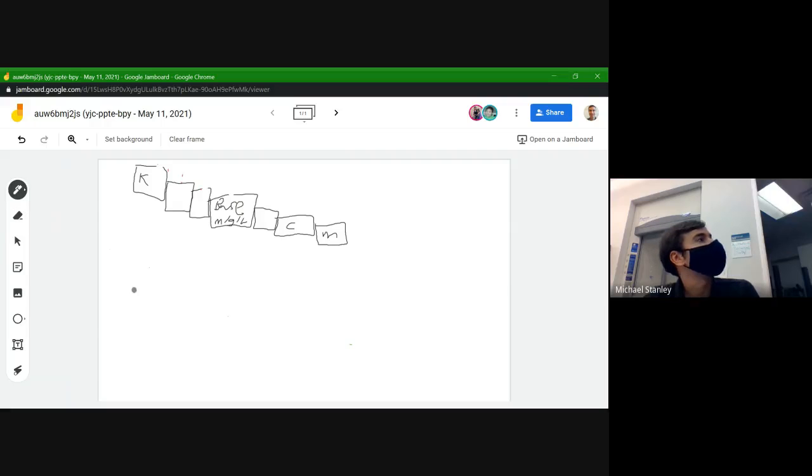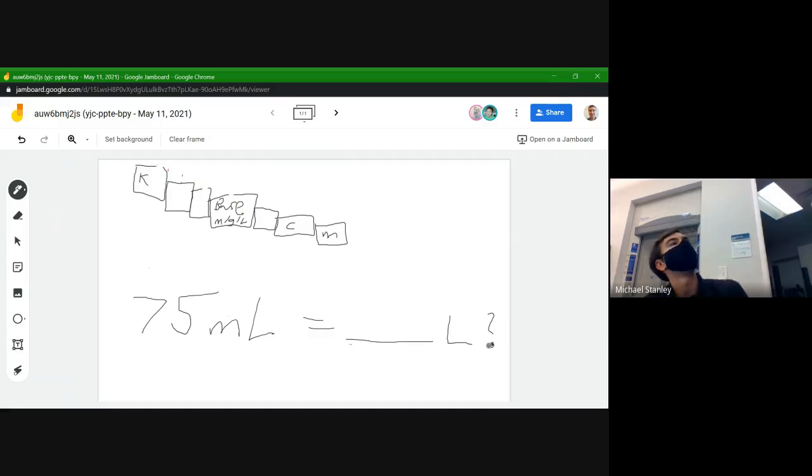All right, so I have 75 milliliters, and I want to know how many liters do I have? So I want to convert from milliliters to liters. I want to know how many liters is the same as 75 milliliters.